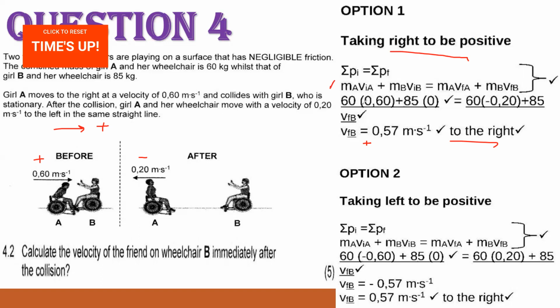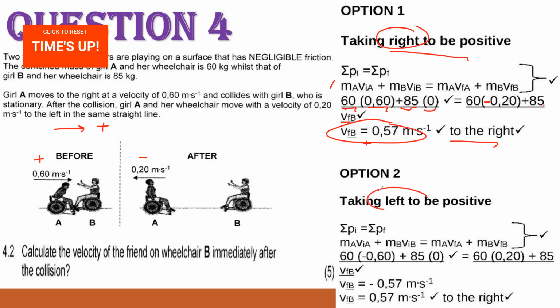So you are just calculating, putting in all: mass is 60, velocity is 0.6. You see, we are using positive. And then 85 times 0, because B initially is 0, equals 60 times negative. This point is important. You said right is positive, and you are using negative for 0.22 V A final, plus 85 times, it is here, 80 times V B final. And then you are calculating that.